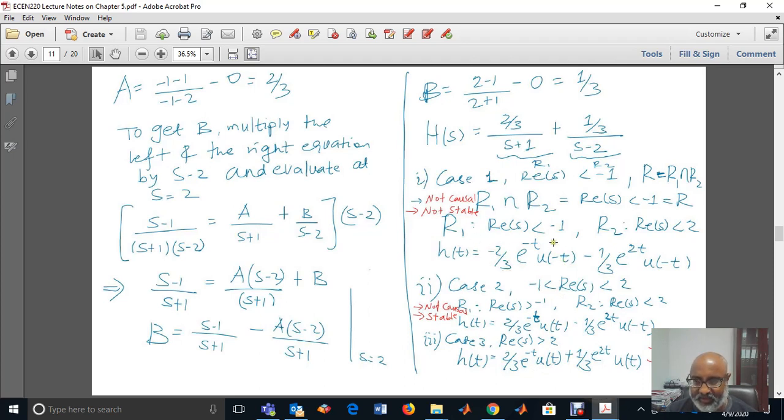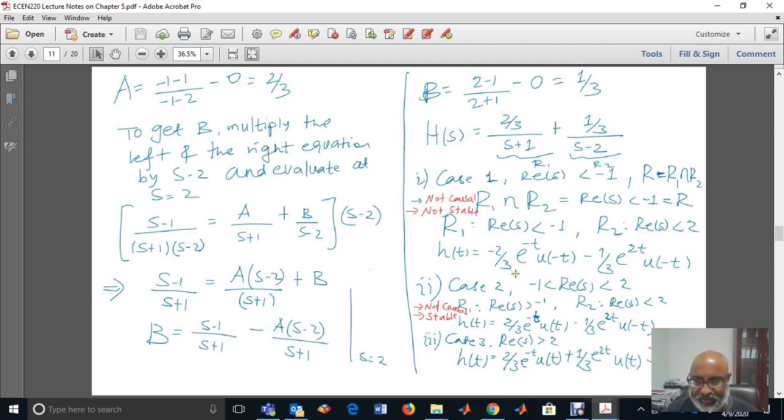And if I look at the second region, this one, e to the power of minus t u(t), is decaying. And what about e to the power of 2t u(-t)? Because u(-t) is going to the negative, this will be decaying. So both will be decaying, and I will have a finite, integrable impulse response. That means the system will be stable.